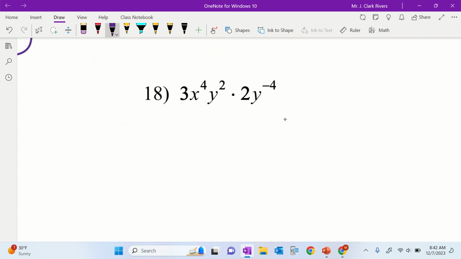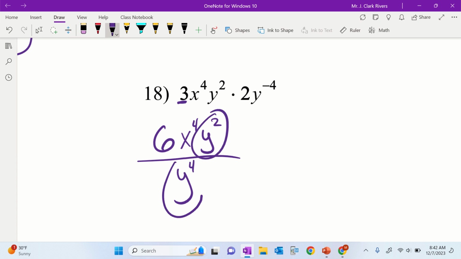18. Same idea. We can multiply this 3 and this 2. 3 times 2 is 6. X to the power of 4 has nothing to go with it, so it's just x to the power of 4. With the y's, we've got a y to the power of 2 and a y to the power of -4. There's two ways to go about this. You could go ahead and just drop this down to the denominator. I guess I'll do it that way. We'll talk about the other way as well. So I'm going to keep that y to the power of 2 in the numerator because the exponent is positive. And then y to the power of -4 is y to the power of +4 in the denominator. So now we've got a y to the power of 2 and a y to the power of 4.